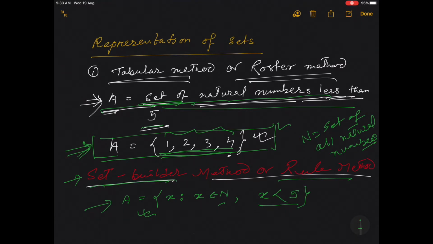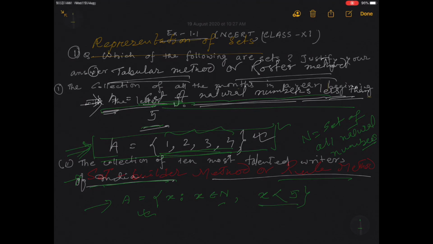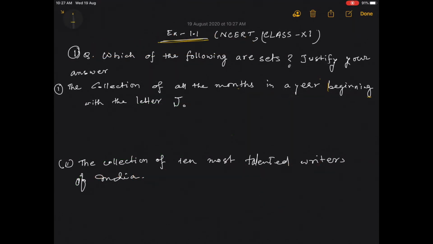Now let us solve some problems from the NCERT textbook of mathematics class 11. Here is the first exercise. This is the first question of this exercise: which of the following are sets? Justify your answer. There are some collections given here, and we need to determine whether those collections are sets or not.